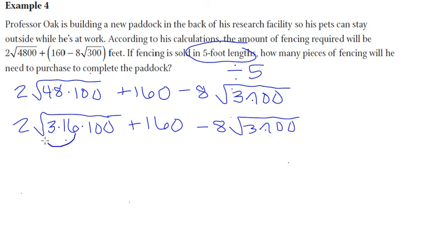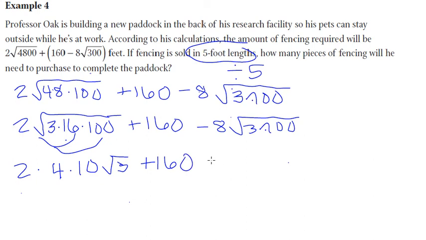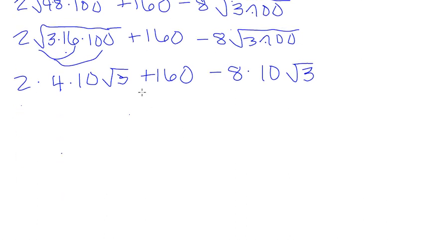So I'm going to start pulling out some perfect squares. This is going to be 2 times 4 times 10 times the square root of 3 plus 160 minus 8 times 10 times the square root of 3. I'm starting to see some like radicals there. I've got a root 3 and a root 3. So 2 times 4 is 8, 8 times 10 is 80.